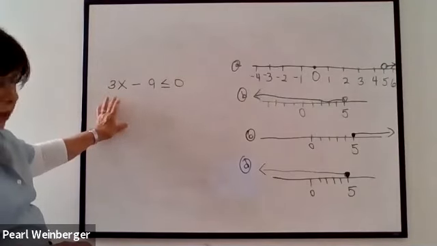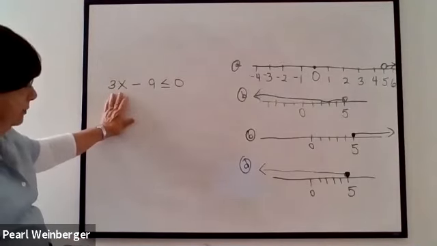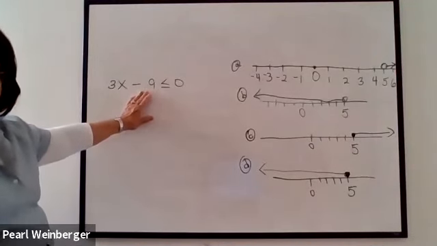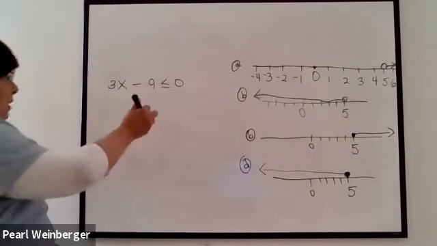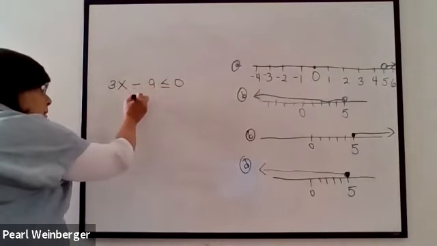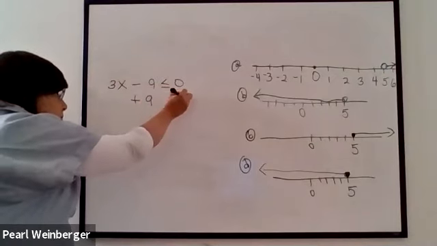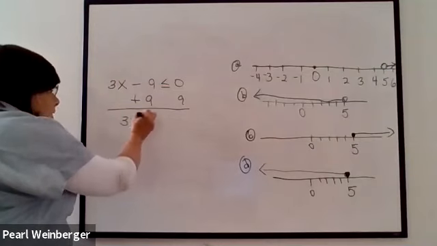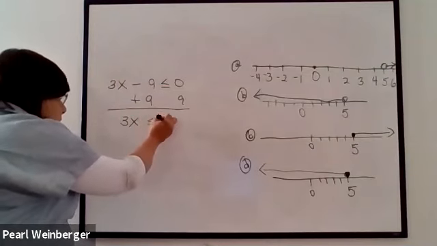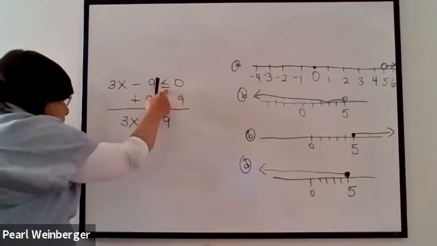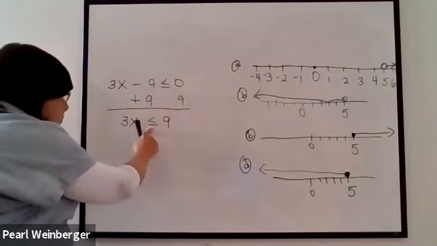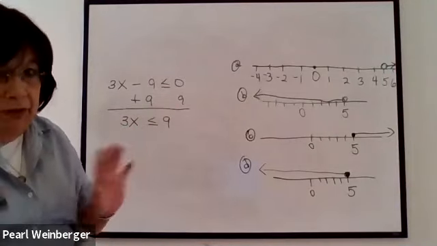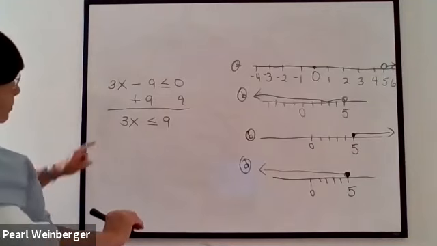Just like on any equation, I want to get the x's on the left side and the numbers on the right side. So the first thing I'm going to do is get rid of this -9, by doing the opposite sign. I'm going to do +9 to both sides, just like in a regular equation, which will leave me 3x less than or equal to 9. Notice, whatever sign this is, I just keep bringing it down. There's going to be one exception to that, but let's not worry about the exception right now.